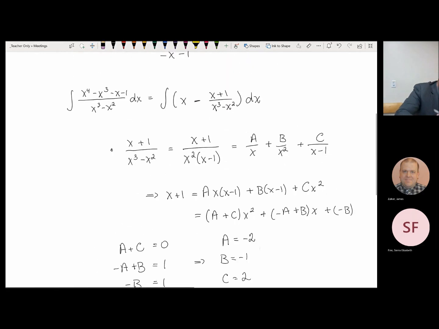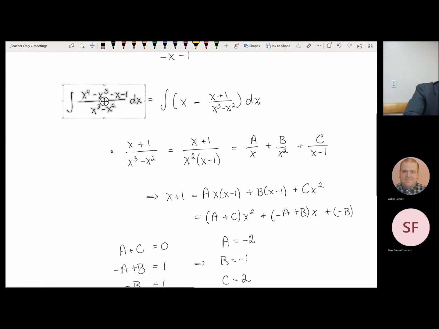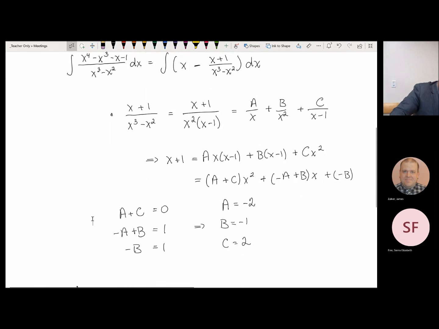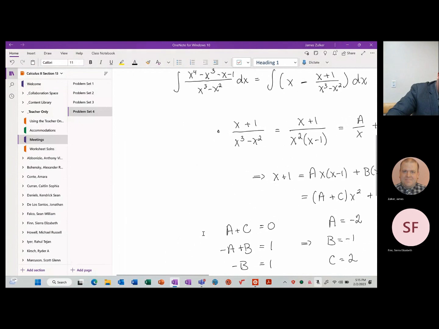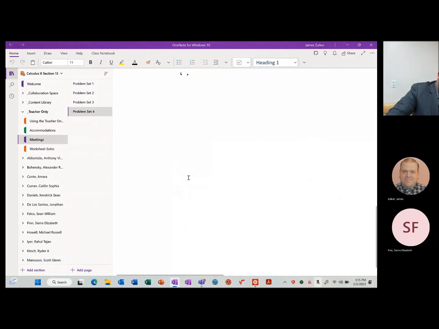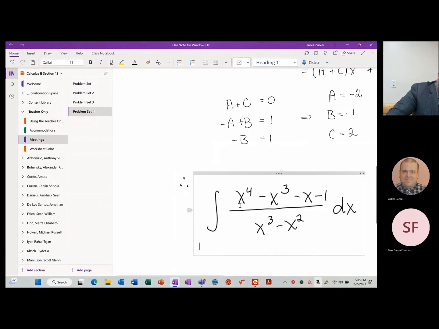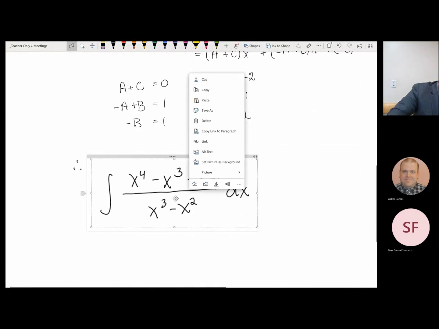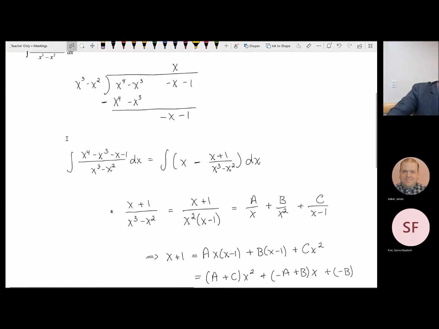I'm not rewriting the integral. I'm using instructor's prerogative with technology. Doesn't want to let me do it. Uh-oh, there's the mouse. What's going on? Technology, why do you do this to me? Okay, well, that's not quite what I wanted it to do. So let's try that again.